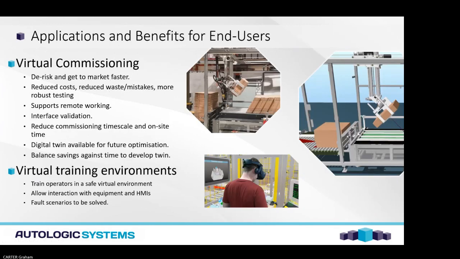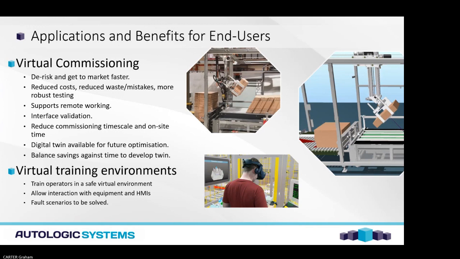Third headline: we've discussed virtual commissioning, but the key bullet points there are about de-risking to avoid costly overruns. But it's not just about the de-risk, it's about getting to market faster.